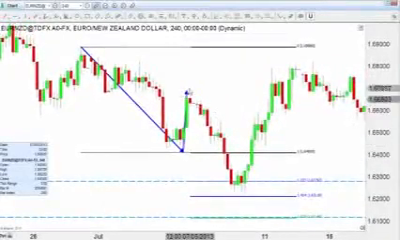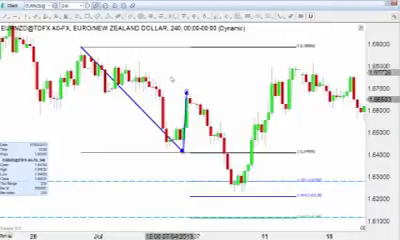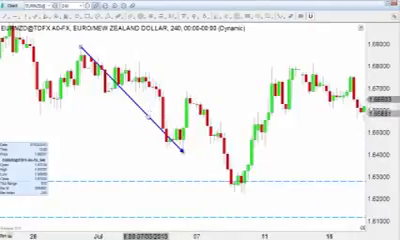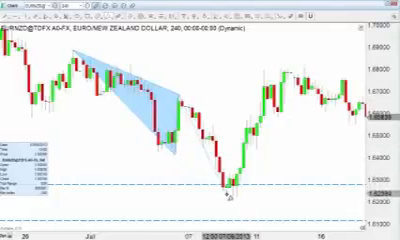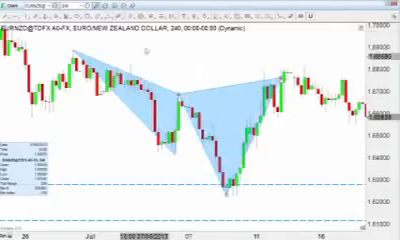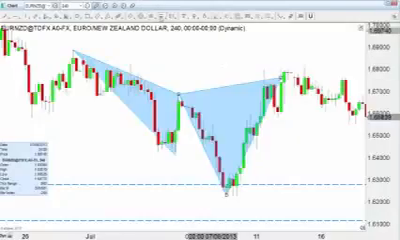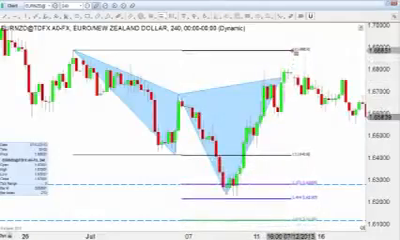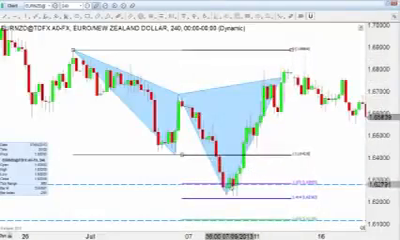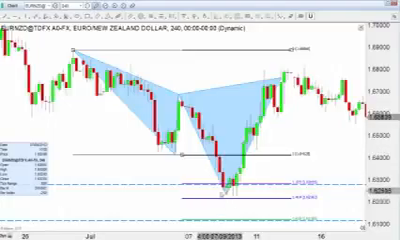Drawing these patterns in correctly becomes extremely critical when we start looking at advanced pattern formations. So let me show you what I'm talking about there. X to A to B, B to C, C to D. We have a cipher pattern. In order for the cipher pattern to be a valid pattern that we can trade, we must meet some criteria. The first one is that we have to at least touch the 127 extension. That's condition one, is that the market must come down into that 127 extension. If we don't have that 127 extension, then we don't have a cipher pattern.